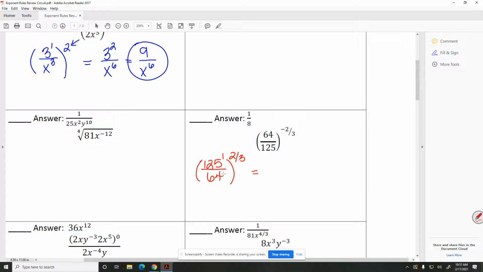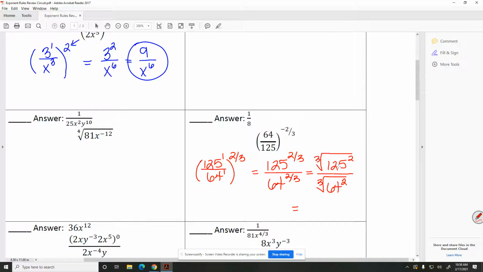The next thing that I would do is I would do the power rule where we're going to multiply the exponents. So this is going to be written as 125 to the 2/3 power over 64 to the 2/3 power. After this, I'm going to rewrite each of these as a radical because remember fractional exponents are the same as radicals. So this would be the same as the cube root of 125 to the 2nd power. And then the bottom one is the same as far as the radical, the cube root. And it's 64 to the 2nd power.